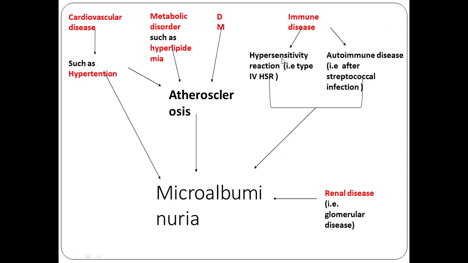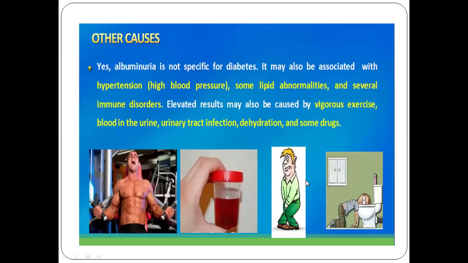Whereas in immune diseases, it is due to hypersensitivity reactions, so type 4 hypersensitivity reactions, and autoimmune diseases after respiratory infections. So that is also a cause for microalbuminuria. And renal diseases are also a cause. So these are the mechanisms of microalbuminuria.